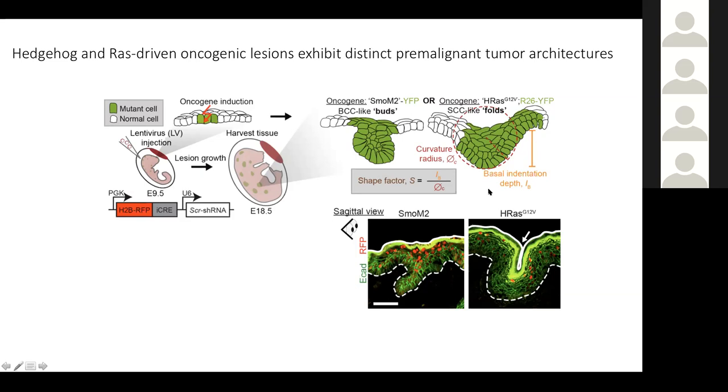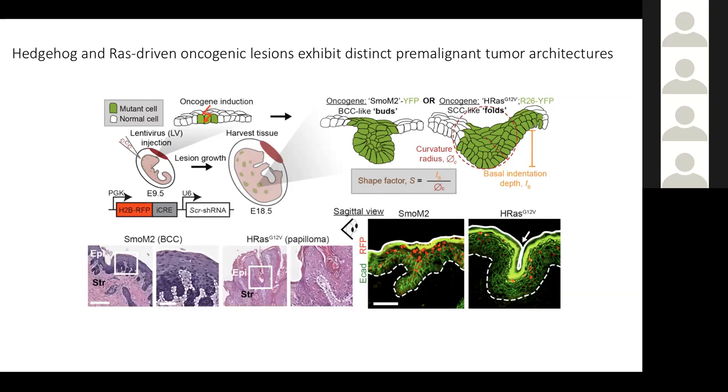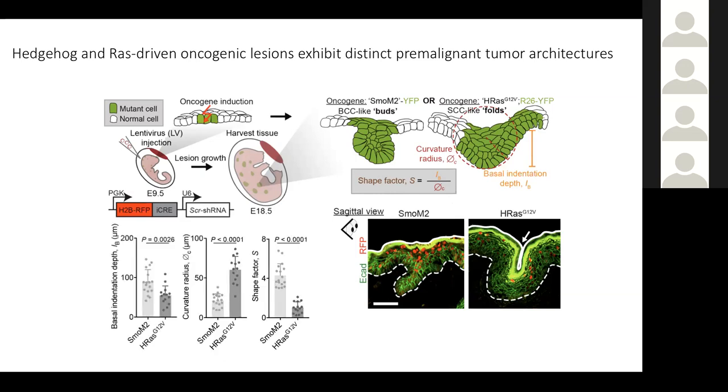And so I'll characterize them by a few different morphometric parameters, but what we decided was a very easy, non-dimensional way to parameterize the system was this shape factor, S, which is essentially the indentation depth of the growth from the basal plane of the tissue over the curvature radius of the distal tip of that tissue. These look, in our system, if you let them develop, like the lesions that we see in humans. And the morphometric parameters are here. We see that there are differences in indentation depth, where these budded SMO lesions invade a little bit further, have a much smaller curvature radius, and that gives them a higher shape factor compared to the RAS folds.